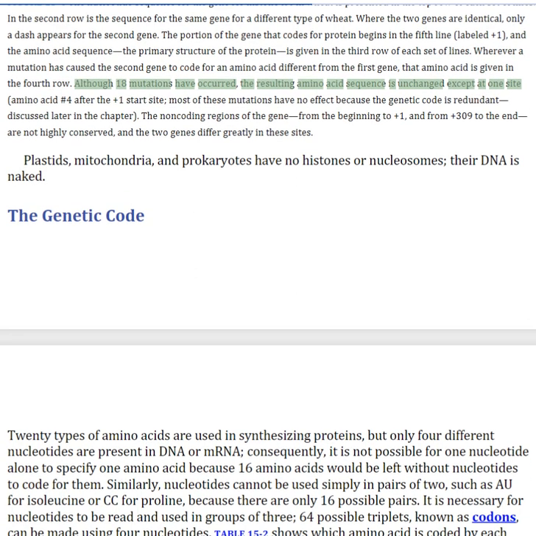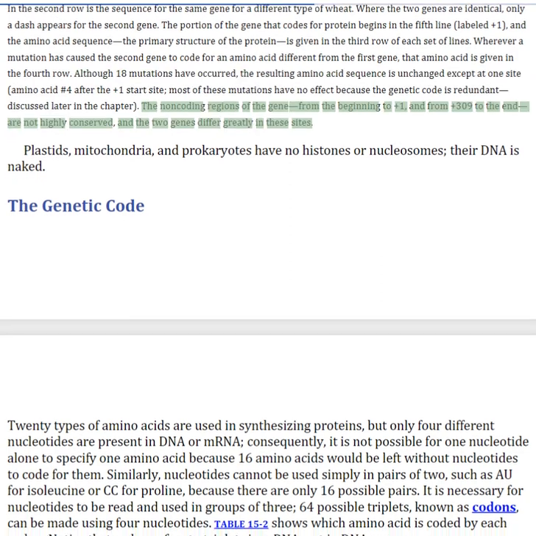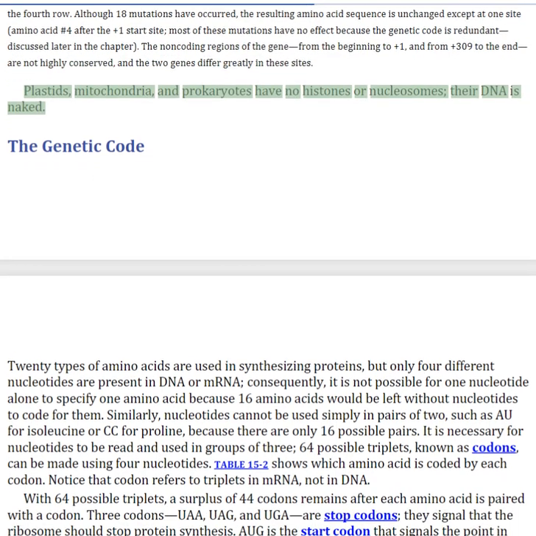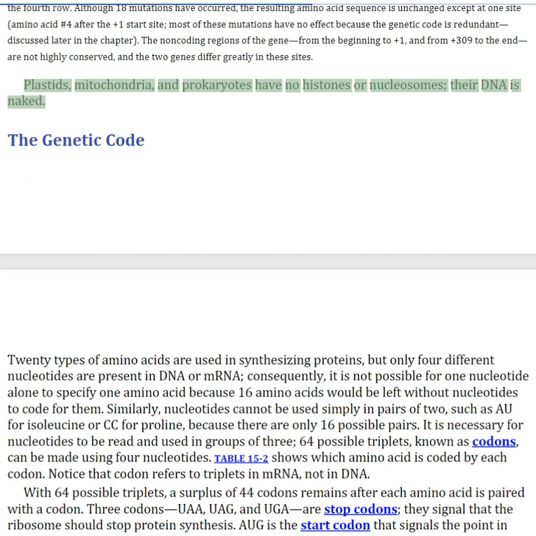Although 18 mutations have occurred, the resulting amino acid sequence is unchanged except at one site. The non-coding regions of the gene, from the beginning to +1 and from +309 to the end, are not highly conserved, and the two genes differ greatly in these sites. Plastids, mitochondria, and prokaryotes have no histones or nucleosomes; their DNA is naked.